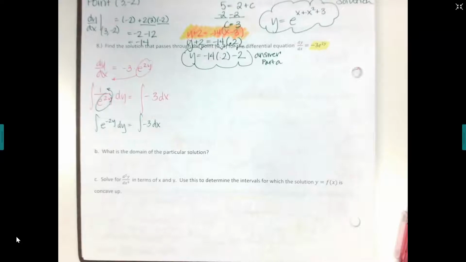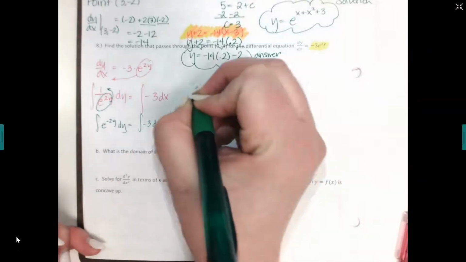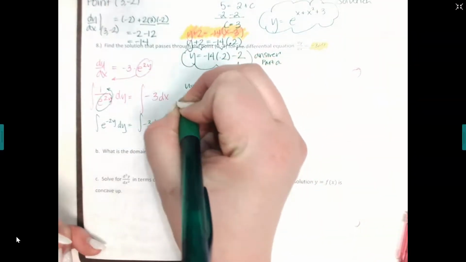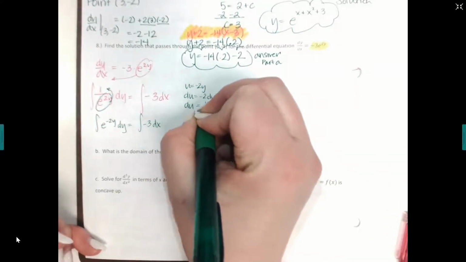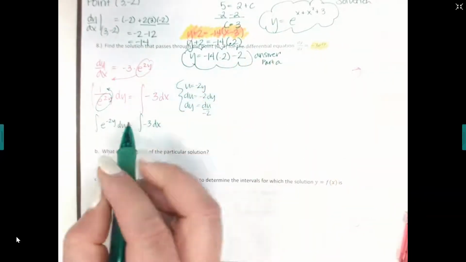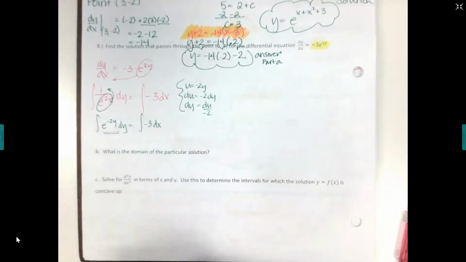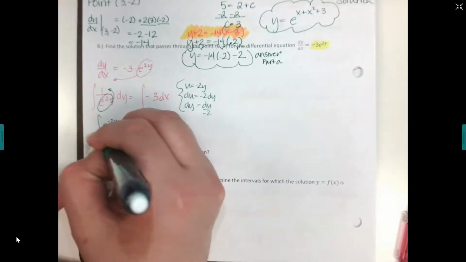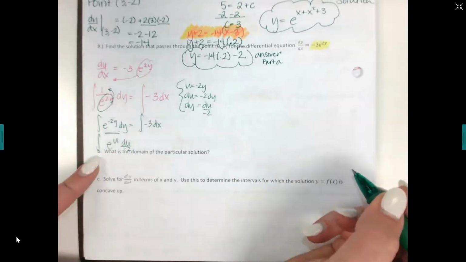U sub. Remember, that's like the chain rule, but for integrals. So my u is going to be negative 2y. Do it kind of over here to this side, I guess. Okay, u is negative 2y, then du is negative 2 dy, which means that dy is du over negative 2. Okay, but keep in mind that all of this is for this side. Negative 3 doesn't need anything special.